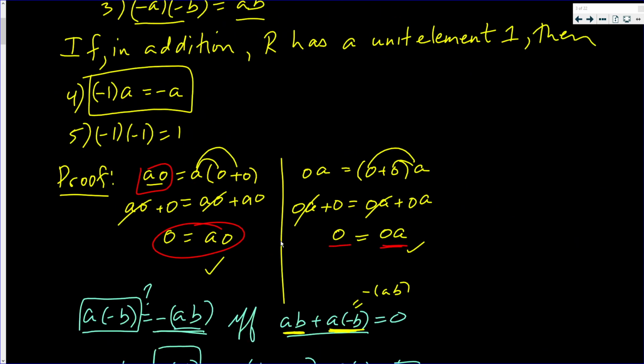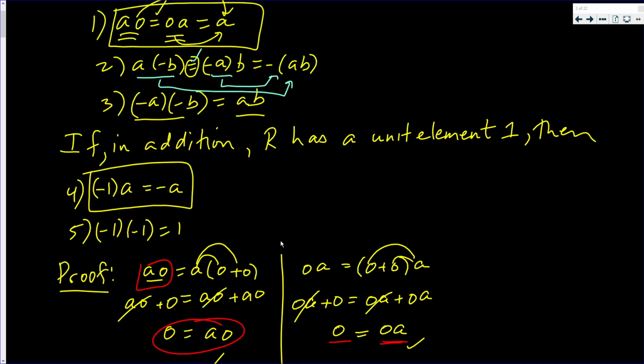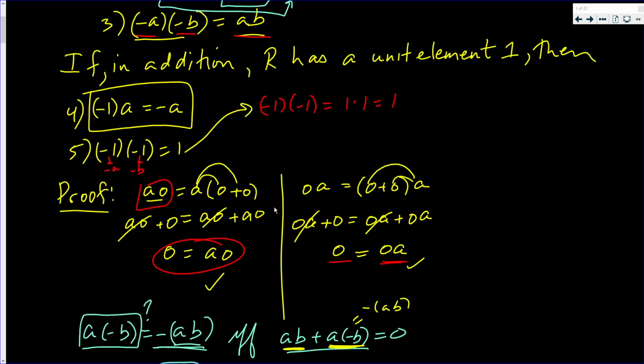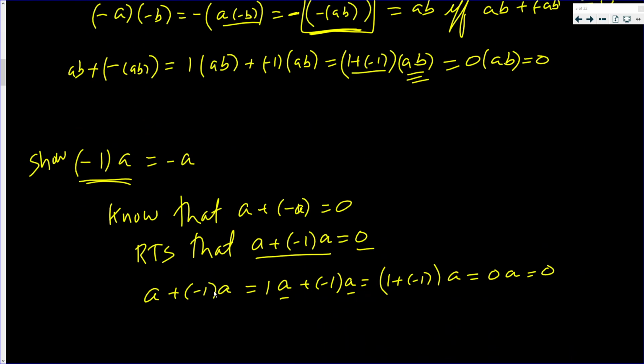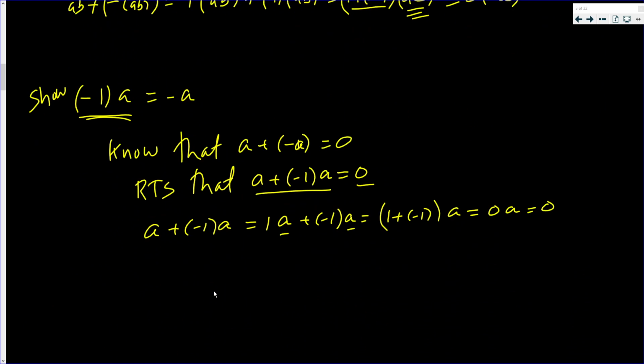The next one, which I'll do right up here: we know that negative a times negative b is just ab. Well, that's just negative a in the formula number 3, and this is negative b. So negative 1 times negative 1 is just 1 times 1, which is 1. And that completes number 5. In fact, that completes this entire proof.